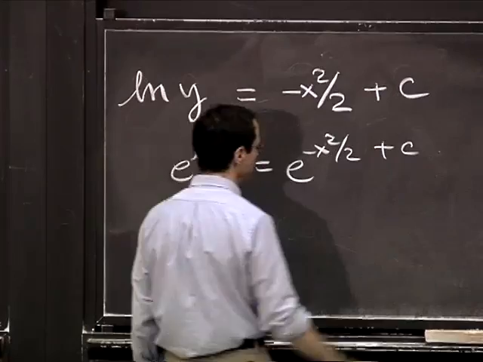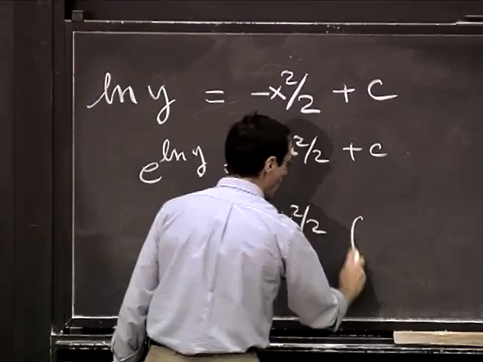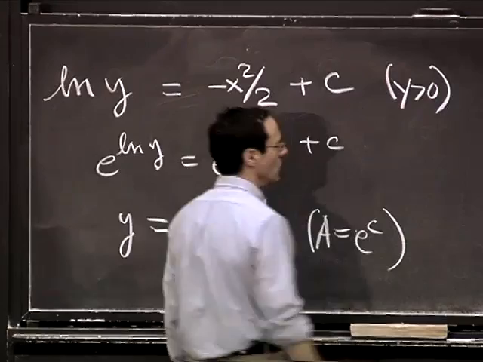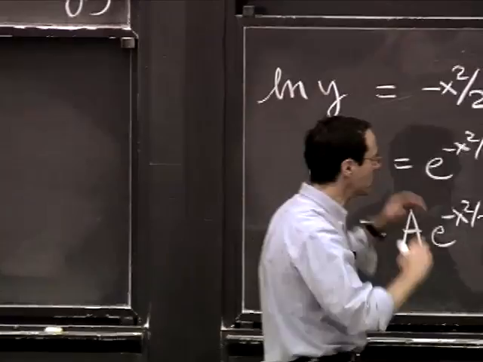And now I can rewrite that as y is equal to a e to the minus x squared over 2, where a is equal to e to the c. And incidentally, we're just taking the case y positive here. We'll talk about what happens when y is negative in a few minutes. All right, so here's the answer to the question almost, except for this fact that I picked out y positive.